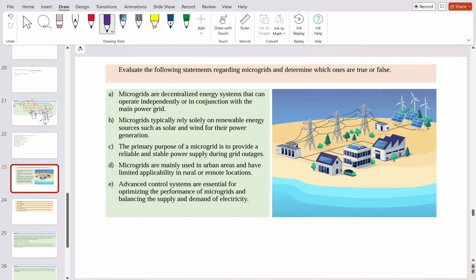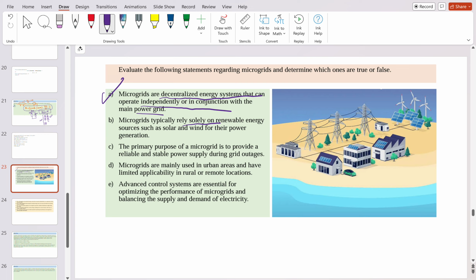Okay, I got another answer: true, false, false, false. So in this problem, let me give the solution. This is basically saying, option A, microgrids are decentralized energy systems that can operate independently or in conjunction with the main grid. That is true. So option A is correct.